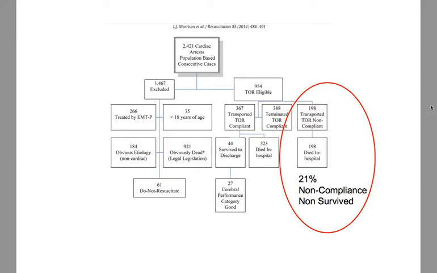About half of them were TOR compliant, about half of them weren't, but notice that 198 patients were transported even though the protocol said they should have been terminated on scene. That means there was about a 21% non-compliance rate. But importantly, of the 198 patients that were transported against the protocol, not one of them survived. Overall, they had about a 41% reduction in transportation of these patients.